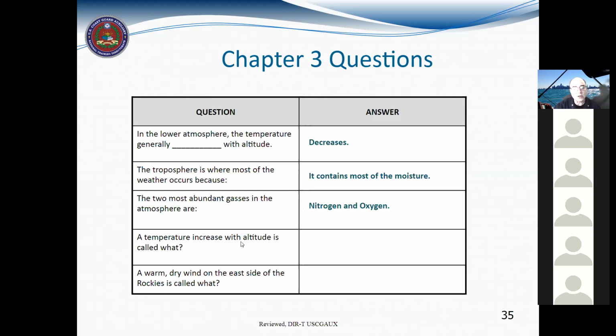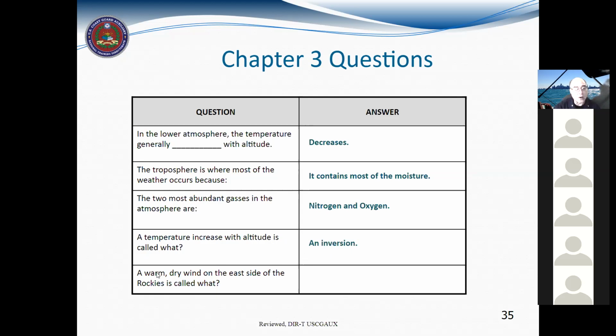Next person is Anita Lutkus. A temperature increase with altitude is called what? Give her the hard question. You there, Anita? Can you answer? I'll take a pass. I don't remember the word. No worries. Amanda McAllister? It's called an inversion. Yep, correct. Good. Well done.